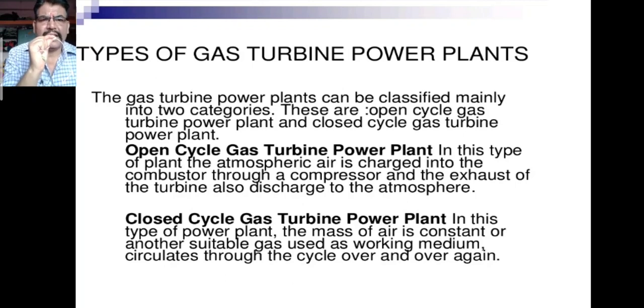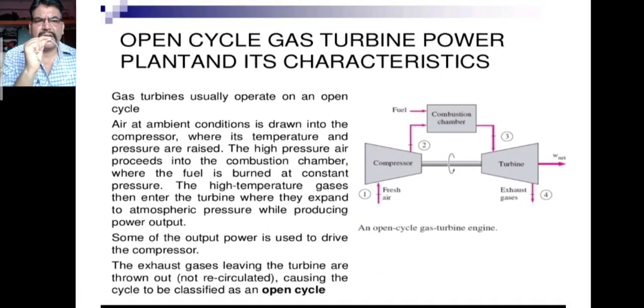In the closed cycle gas turbine power plant, the mass of air is constant, or another suitable gas is used as the working medium, which circulates through the cycle over and over again. So in the closed type, the end again goes to the initial point, meaning the exhaust is again supplied to the inlet, that is nothing but the closed cycle.